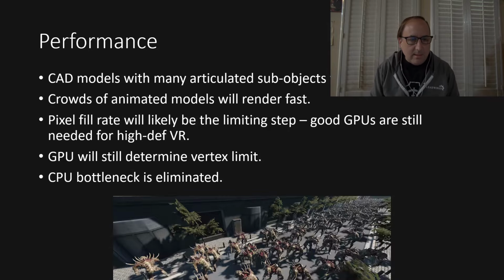Now, this doesn't mean that you can make a VR game and run it on a 1060 and expect it to run very fast, because your pixel shader is still going to be the limiting step most of the time. You're still going to need a good GPU if you're doing high definition VR. I think for all the engines, the vertex limit is probably going to be about the same. I don't think there'll be a huge difference there. So what this does is it eliminates that CPU bottleneck so that your game is now just hardware limited. It's no longer being artificially held back.